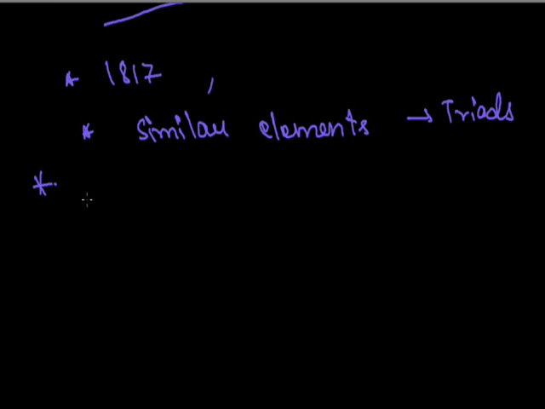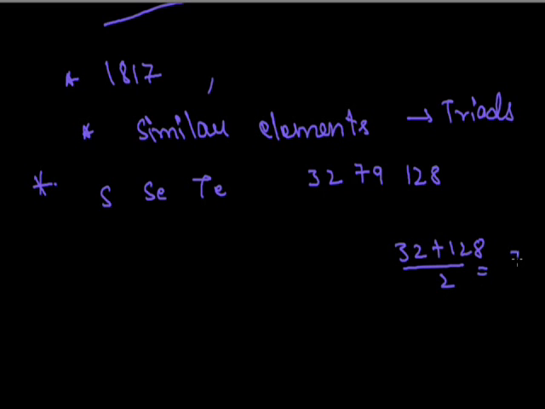Some more examples of triads are S, Se and Te. Their relative atomic masses are 32, 79 and 128. So if we calculate the arithmetic mean of 32 and 128 divided by 2, it will give 79, which is the atomic mass of the middle element, that is Se. Sulfur is 32 and Te is 128.